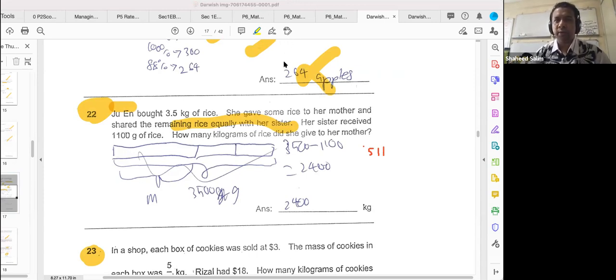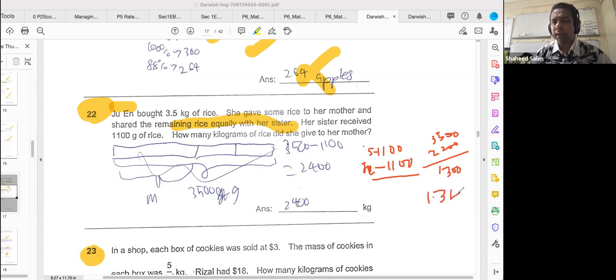1,100, and then Su Earn also gets 1,100, right? So this one now you want to find mother, take 3,500 minus 2,200. Correct. What do you get? You get 1,300, right? So 1.3 kg. Are we okay? Easy, right? Quite easy. So be careful. It's not that I'm teaching you stuff. This one is just careless errors.